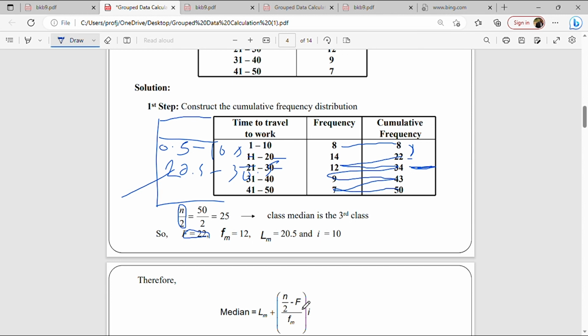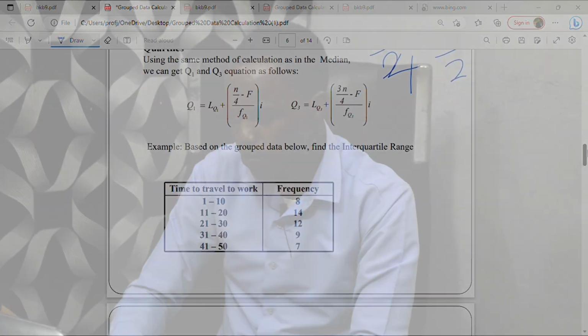Then cumulative frequency before quartile 1 is 8, because we already know that quartile 1 is around here. Then frequency of quartile 1 is 14. Then the class width is 10. We insert the values there, and it will give us our answer. Look at it.